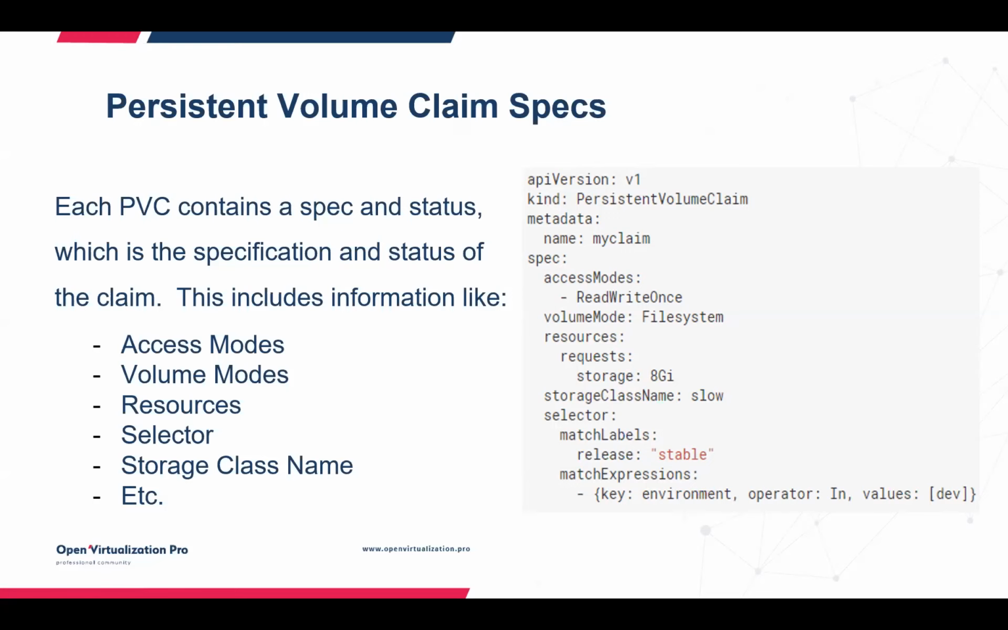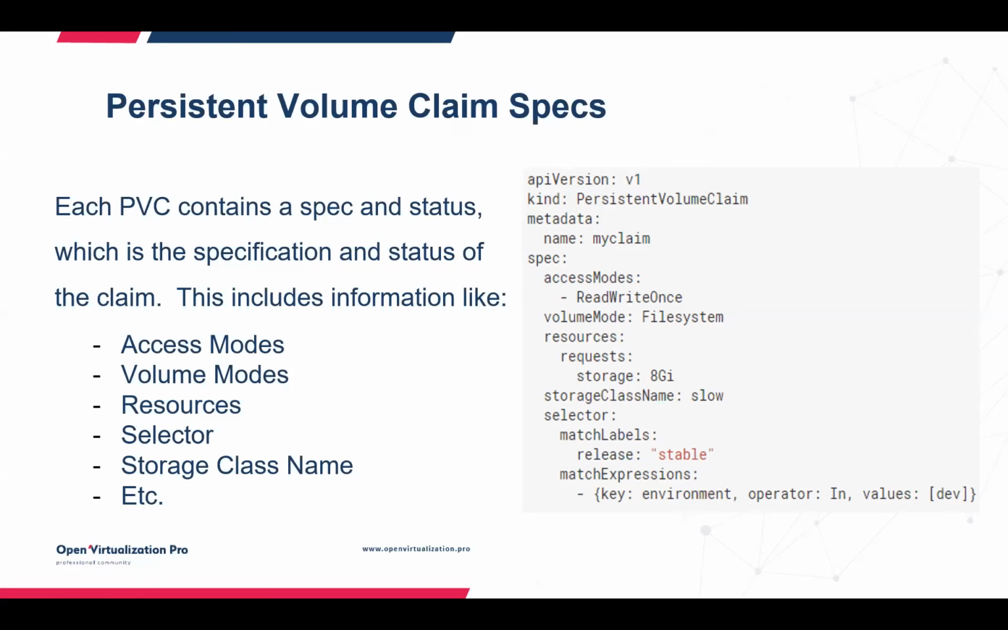And then finally, storage class. A claim can request a class, just like the other direction with a persistent volume. The claim can request a class by specifying a storage class, which will point only to persistent volumes that share that same storage class.